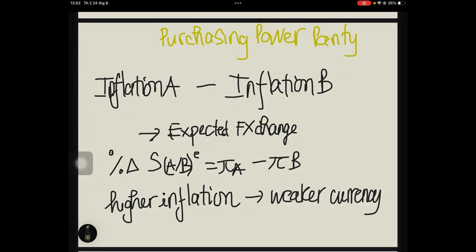If the exchange rate never changed, goods in country A would become increasingly expensive relative to country B. That creates pressure for the currency of country A to weaken. So PPP tells us the expected change in the exchange rate is related to the difference in expected inflation between two countries. And this is the approximate formula. So higher inflation leads to currency depreciation and lower inflation leads to currency appreciation.